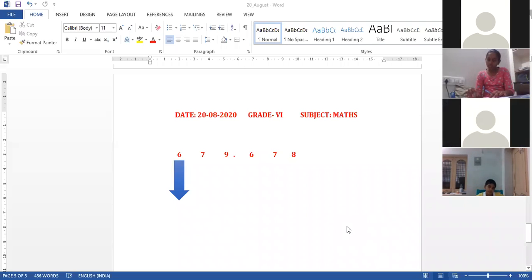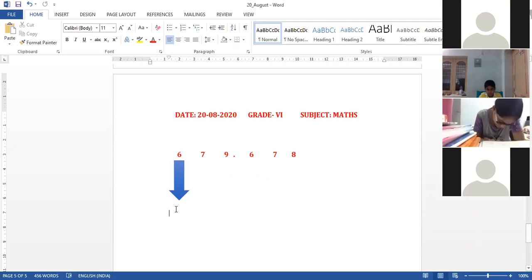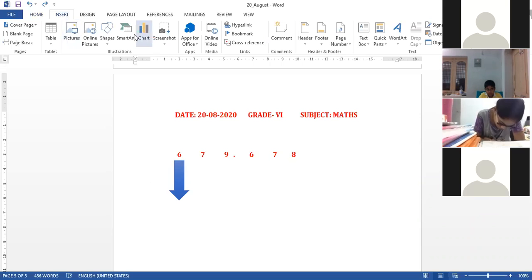In the previous class I already explained how to check which place each digit is in. Again, I am explaining here. Firstly, I want to count before the decimal. 9 is present in the ones place, 7 is present in the tens place, and 6 is present in which place? 9, 7, 6.